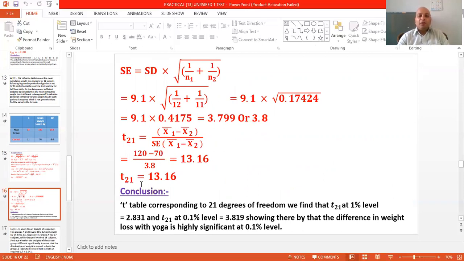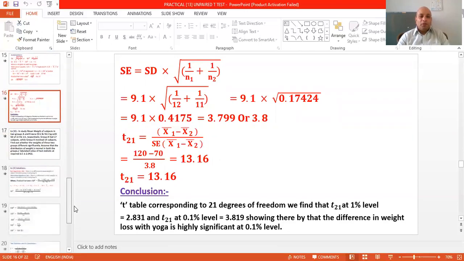Then t21 is 13.60. Then conclusion: t table corresponding to 21 degrees of freedom, we find that t21 at 1% level is 2.831 and at 0.1% level is 3.819, showing thereby that the difference in weight loss with yoga is highly significant at 0.1% level.